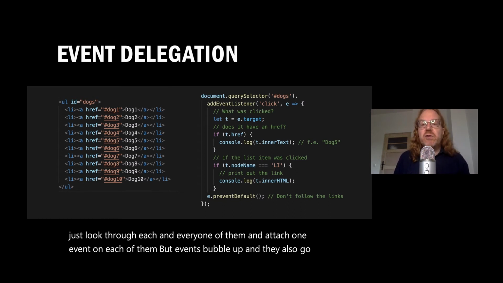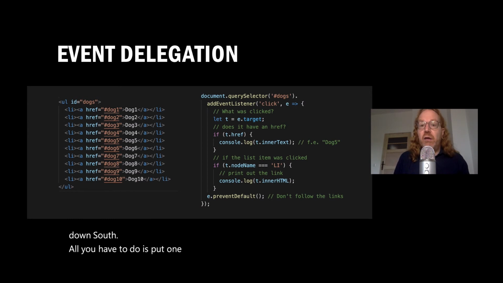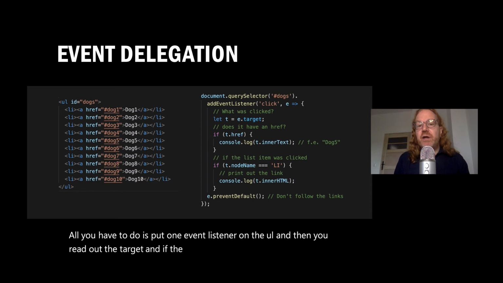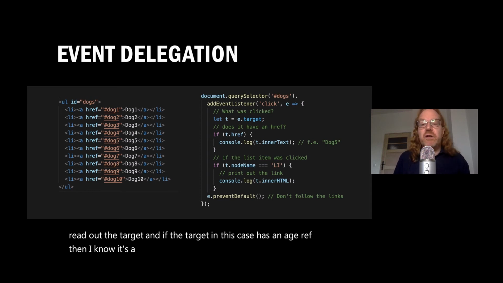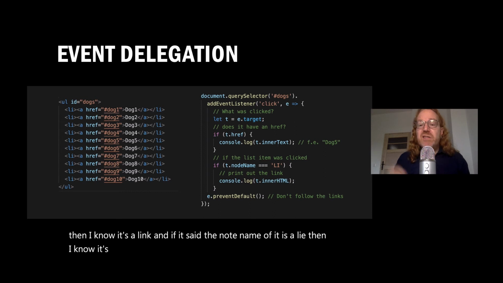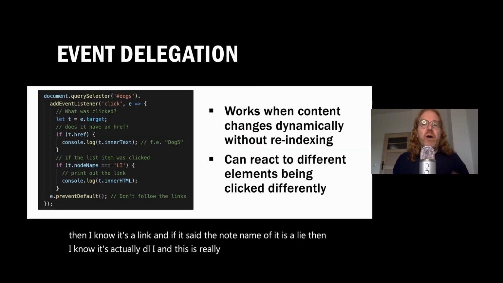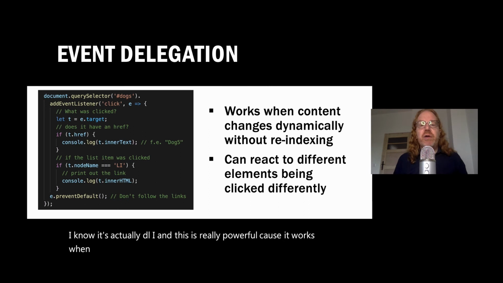So all you have to do is put one event listener on the UL, and then you read out the target. And if the target in this case has an href, then I know it's a link. And if the node name of it is li, then I know it's actually the li. And this is really powerful because it works when content changes dynamically without re-indexing.